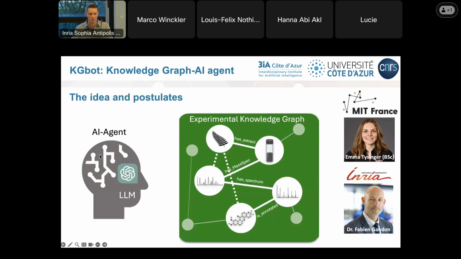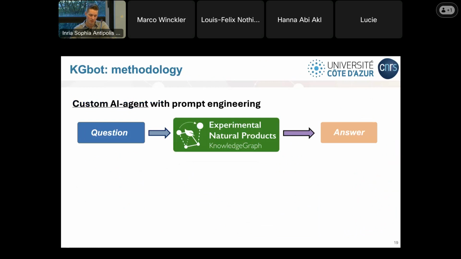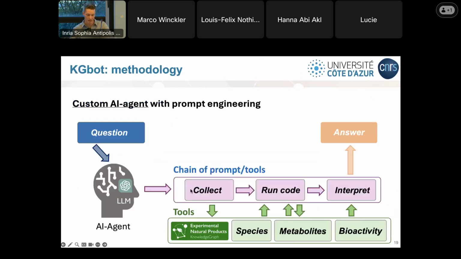The key vision is that we want to have this LLM AI agent connected to our experimental knowledge graph. And the way we achieve this is by designing the agent in such a way that it will first collect all the information needed to answer the question, at least getting facts relevant to the question from our knowledge graph. So we have the server endpoint. The agent has a tool to query the endpoint, retrieve the various identifiers, run some additional code, and eventually succeed, interpret, and provide a result to the user.